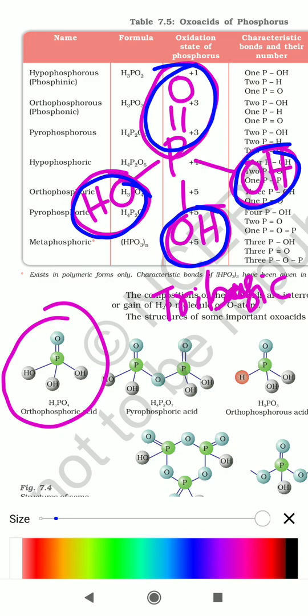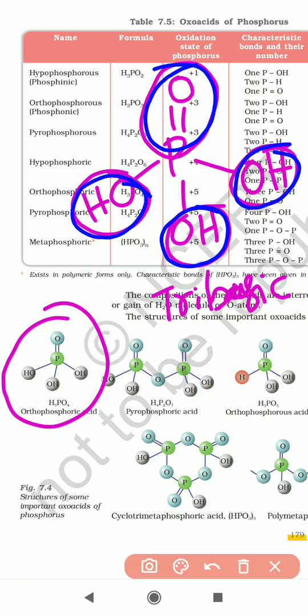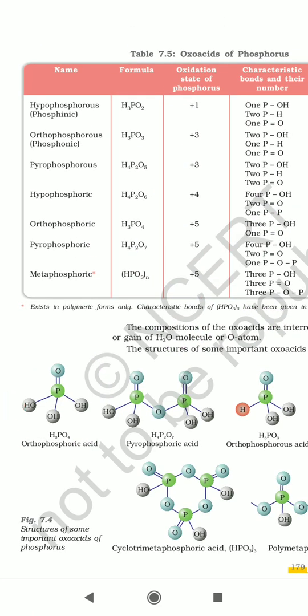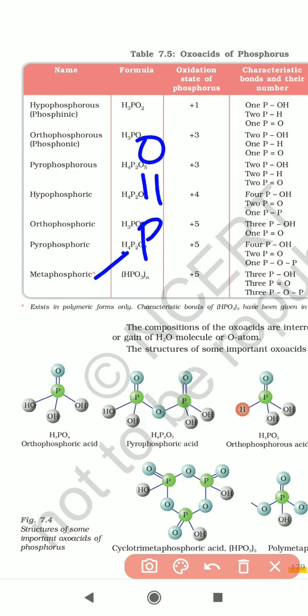And only these two points we are going to see in this structure H3PO4. If you take H3PO3, let us see that structure. H3PO3, double bond O, OH, H.